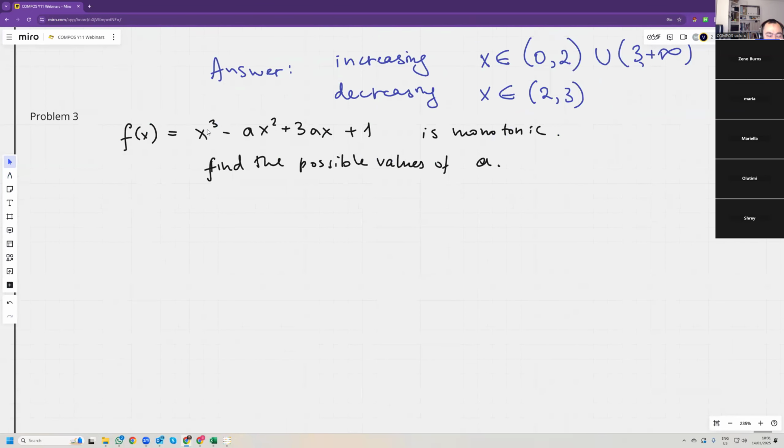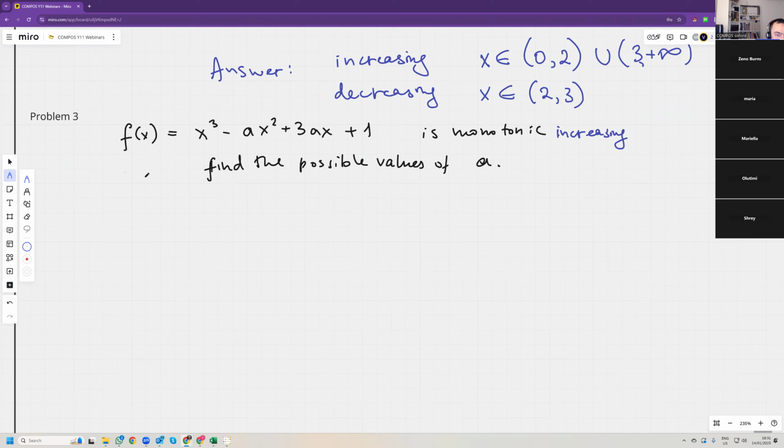f(x) is x cubed minus ax squared plus 3ax plus 1 is monotonic. Find the possible values of a. So this is a cubic graph, and you can see that a does not affect the position of the cube. So it's going to be like this. It's a cubic graph which is increasing. So when we say monotonic, monotonic increasing, of course. And let's find the possible values of a. Okay.